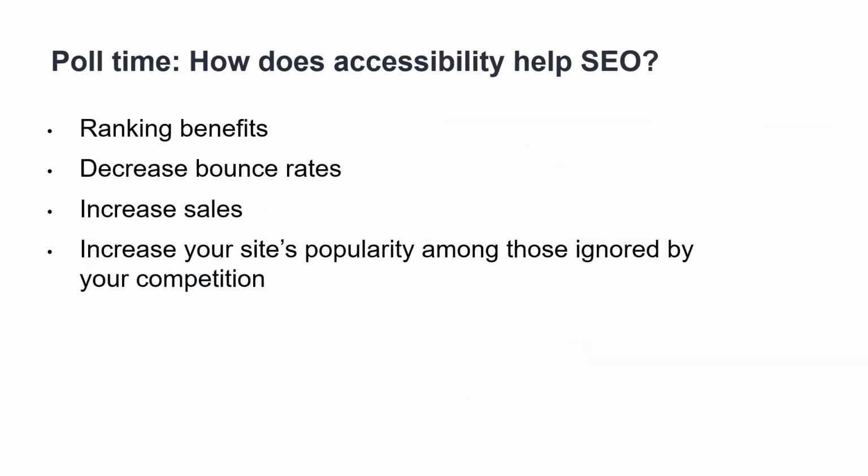I think we have another poll. These little polls are fun. Now, if you were paying attention, I may have given this away a little bit, but how does accessibility help SEO? The options are ranking benefits, reducing bounce rates, improving sales, and increasing site popularity and density among those. Ultimately, it's site popularity.